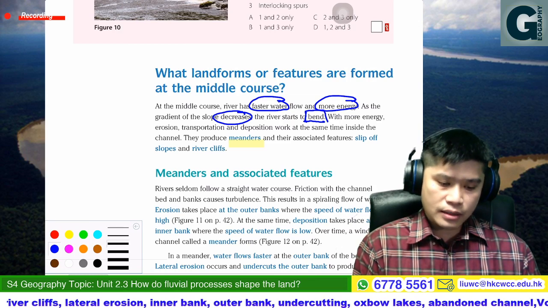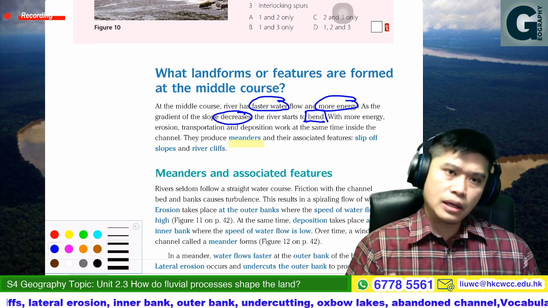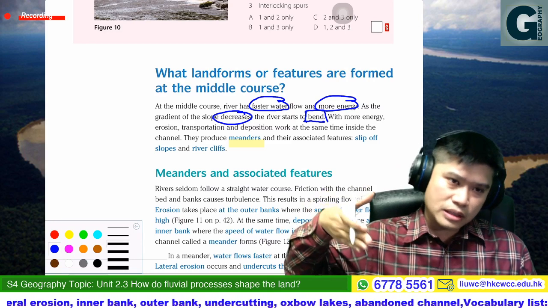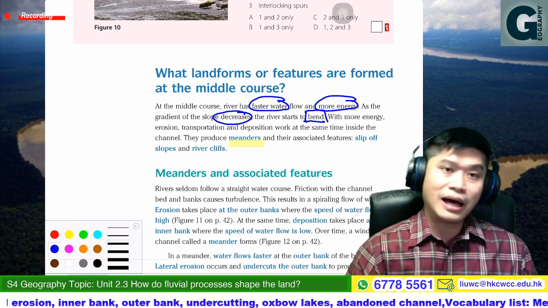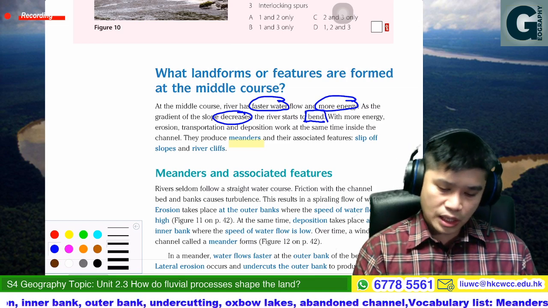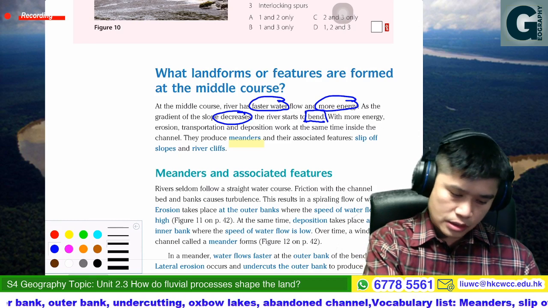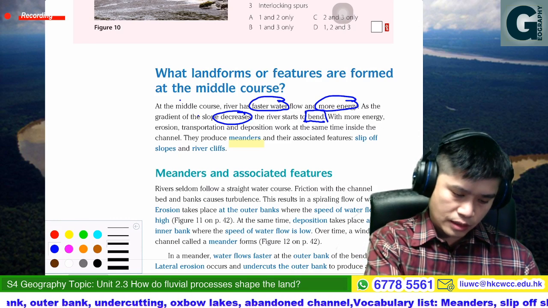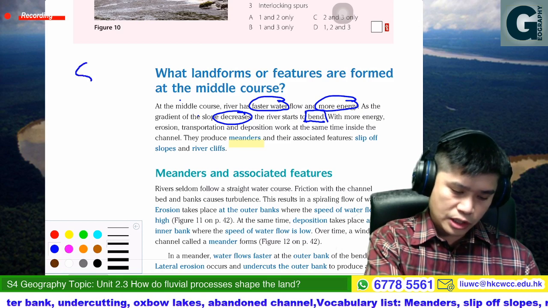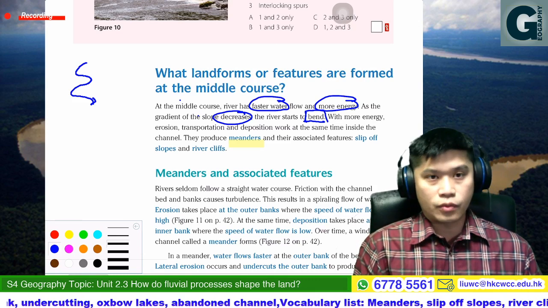It means that compared to the stream in the upper course, which is relatively short and in a straight line, in the middle course the river starts to bend. What does that mean? Imagine from the upstream to downstream, the river started to bend like this. So you can see the winding of the river.